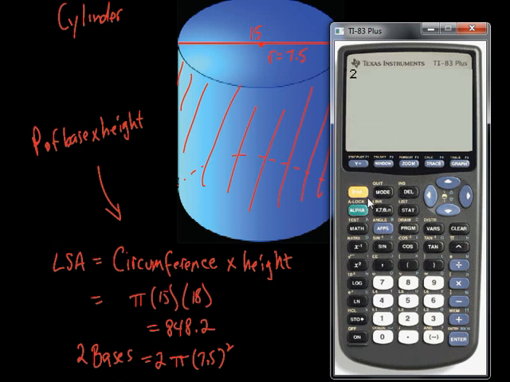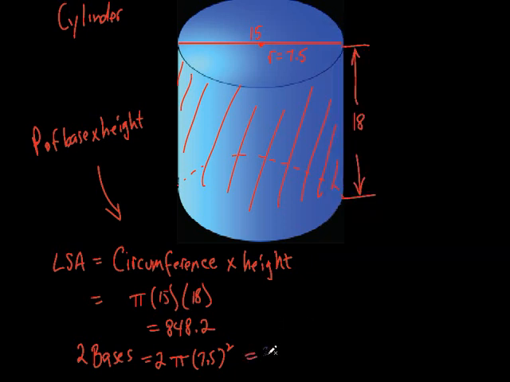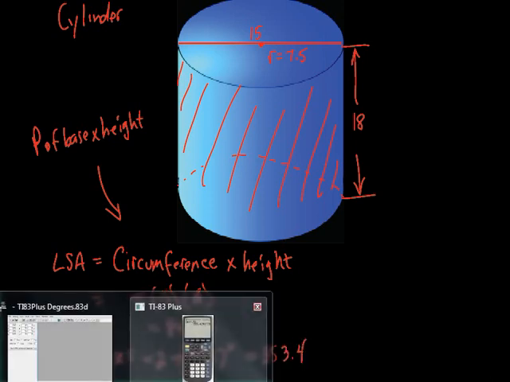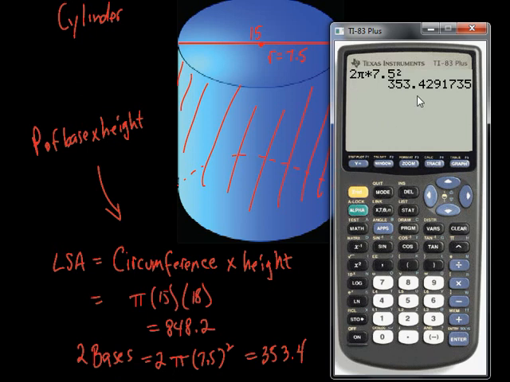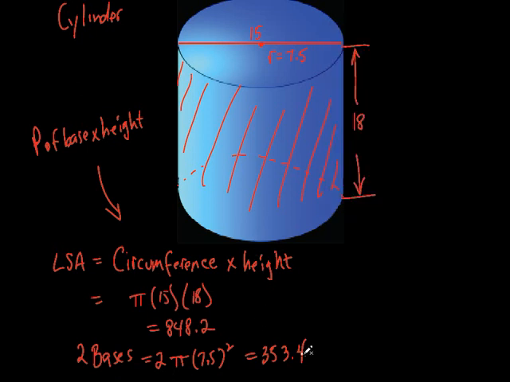So let's do this. Let's go 2 pi, and let's go times 7.5 squared, and we get 353.4. My memory's really bad. Let me make sure. Yep, that's right. Okay. 353.4. Now, what one is our answer? Is this our answer? Is that our answer? Combine. You got to add them up. Okay? You've got to add the two things together.